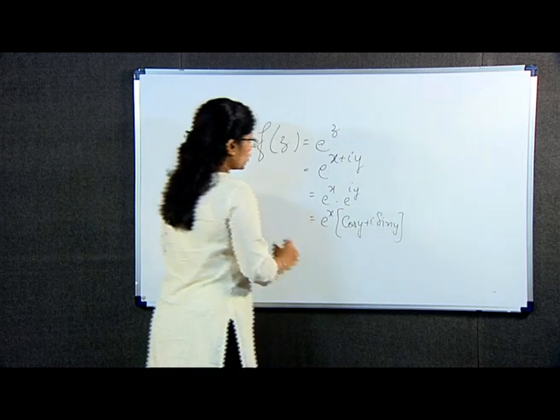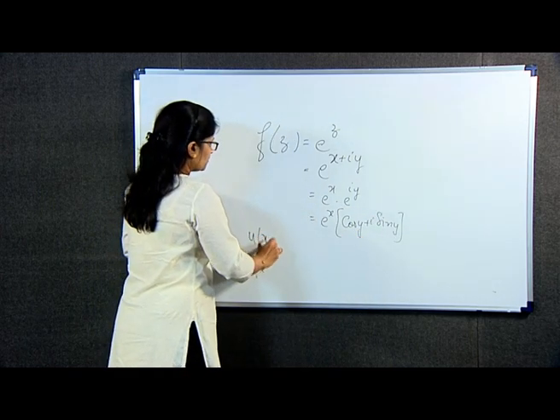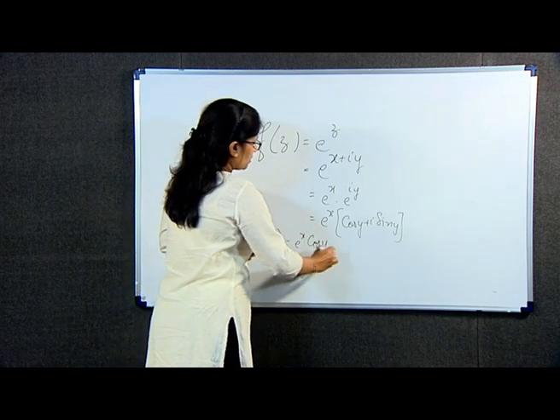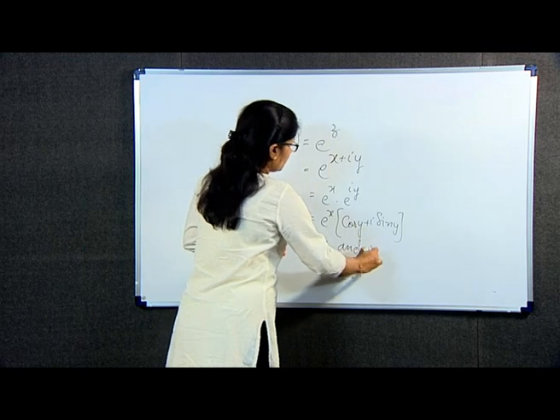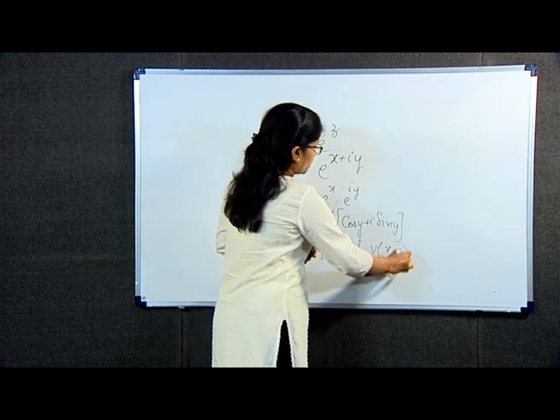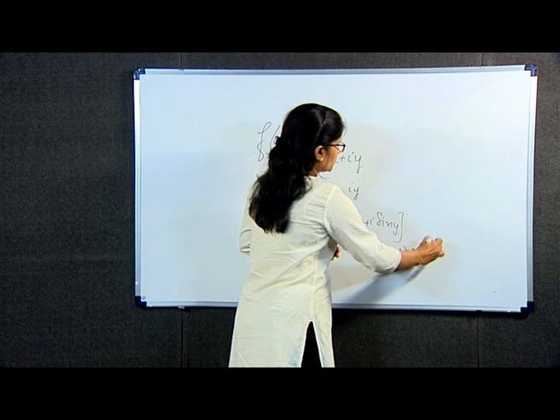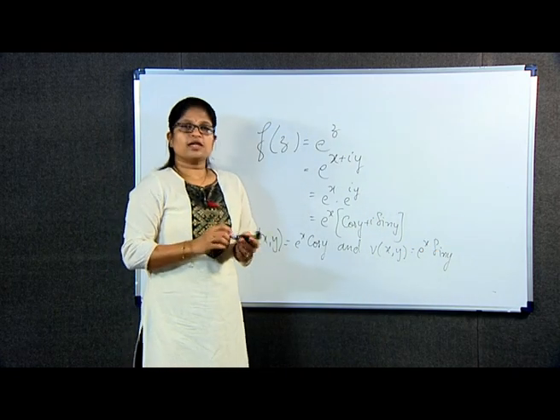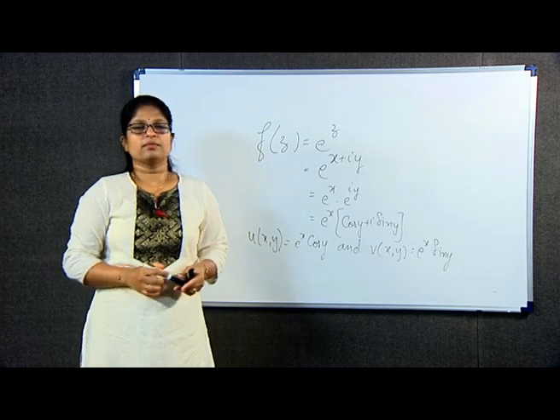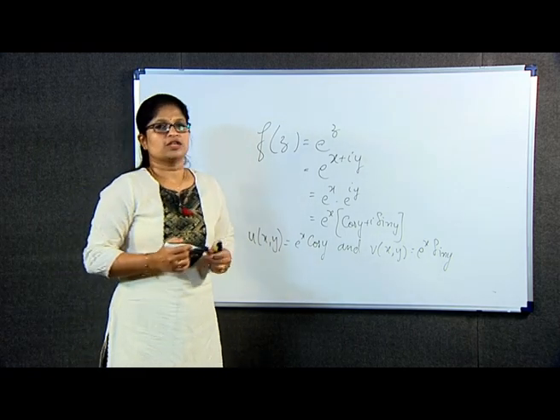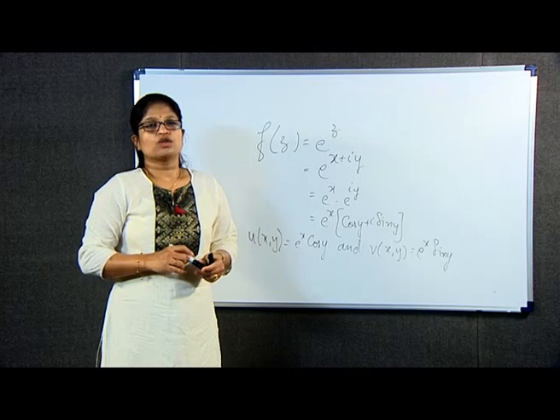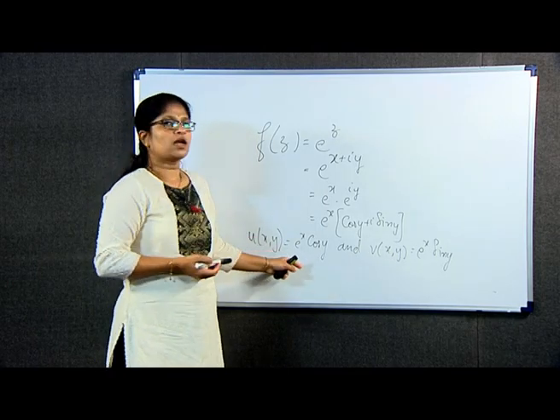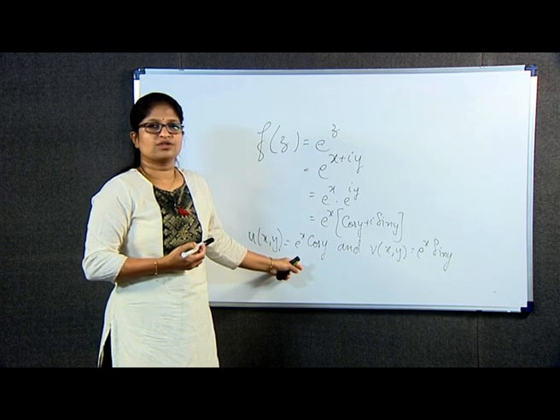So, now what is your u and what is your v? So, your u is e raised to x cos y and v of x, y is equal to e raised to x sin y. Okay. Now, we proceed in the same way as the previous problem. You find its partial derivatives of first order. So, what is your dou u by dou x? Dou u by dou x is nothing but e raised to x cos y, you treat y as a constant.